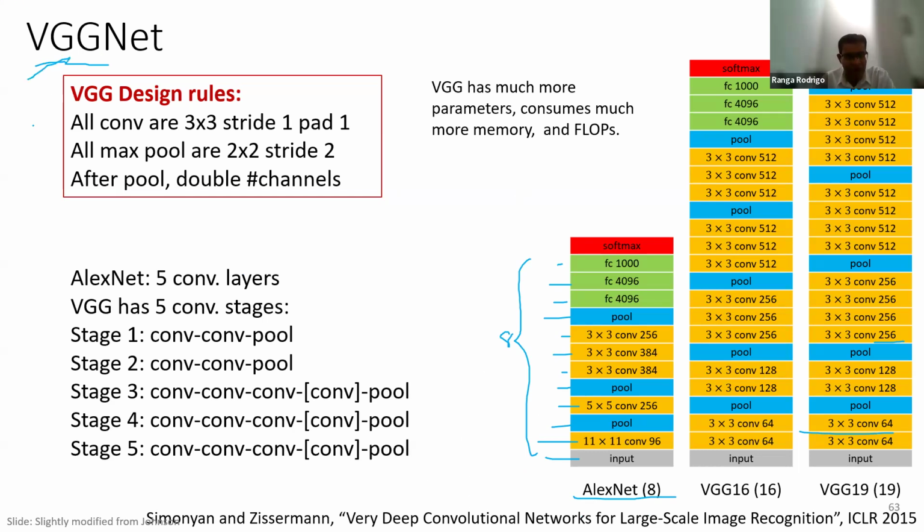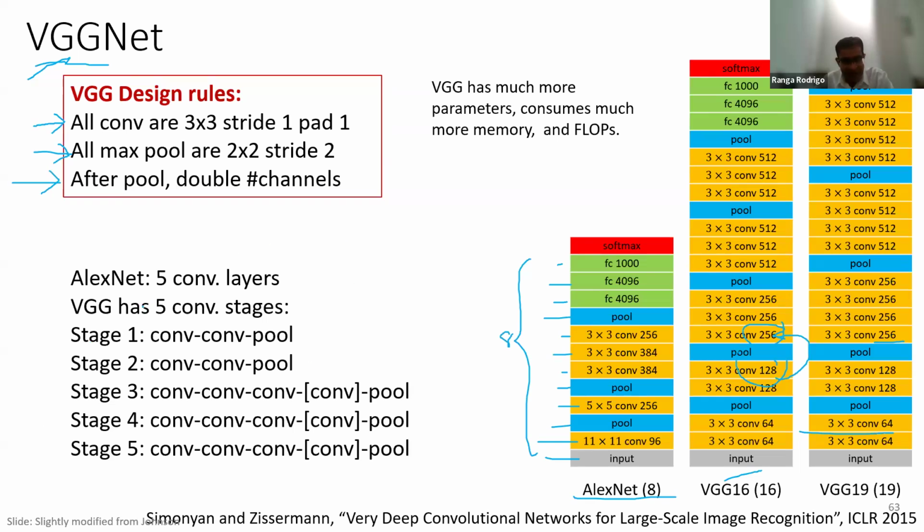Can you see the rules of thumb they came up with? All convolutions are 3 by 3. All max poolings are 2 by 2 max poolings with stride 2. After pool, double the number of channels. So what that means is, when you have 128 here, after the pooling, the number of channels becomes 256, doubling the number of channels. So you can see this is now a clean structure that we can think about and reuse. That's the main contribution made by VGGNet.